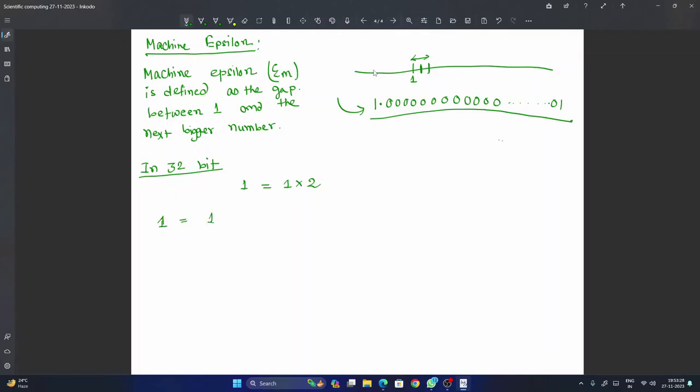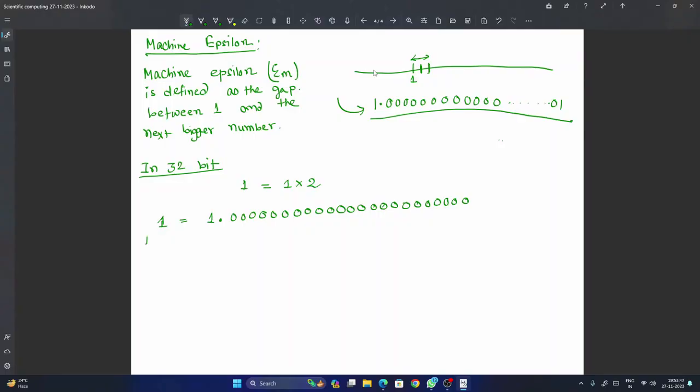1.1 2 3 4 5 6 9 10 11 12 10 16 17 into 23. That is the number. That 23 zeros will be saved in the mantissa portion.